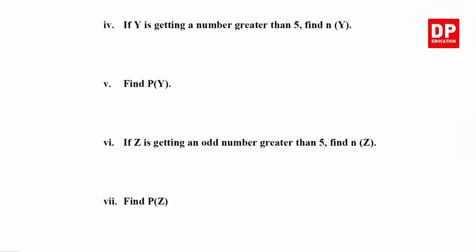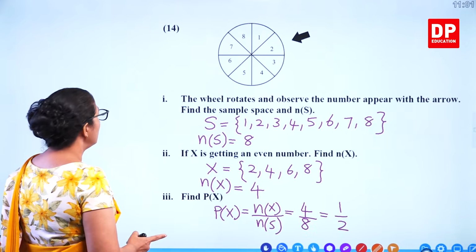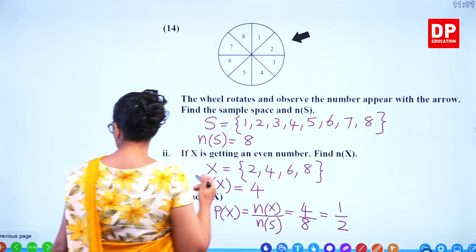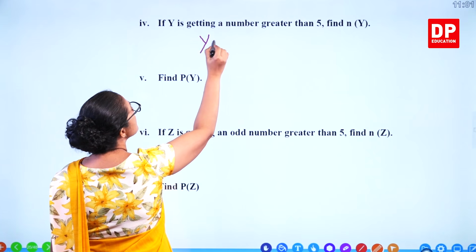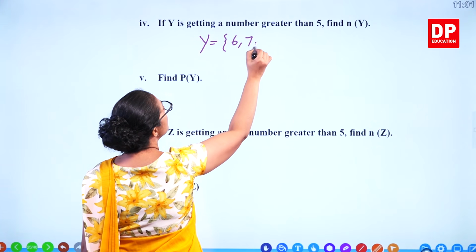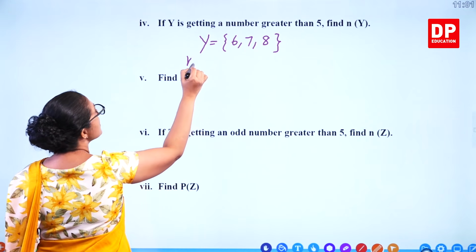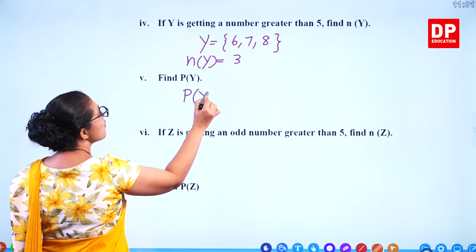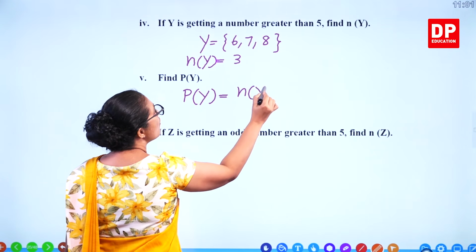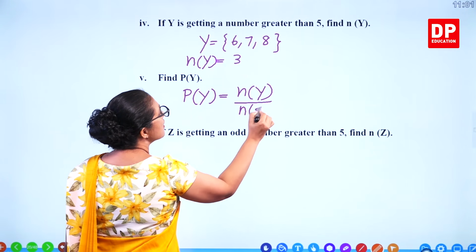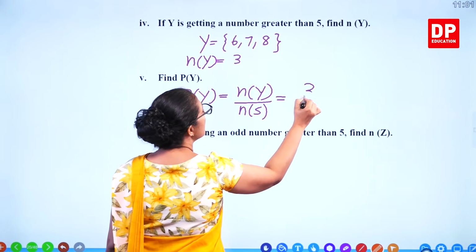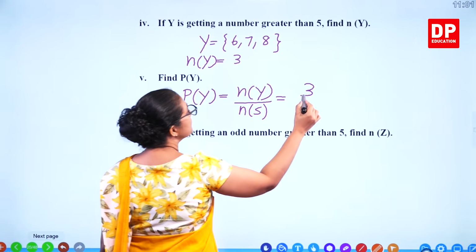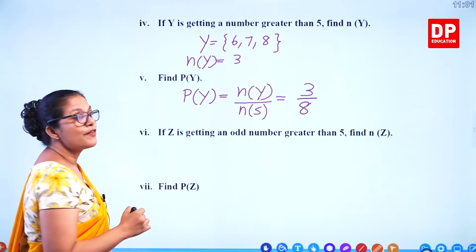If Y is getting a number greater than 5, what are the numbers greater than 5? 5 is not included. 6, 7, 8. So what is NY? That's 3. So what is PY? Probability of getting Y, NY over NS. NY is 3. What's NS? That's 8. So the probability is 3 over 8.